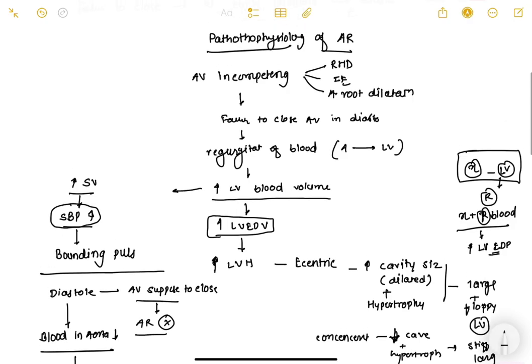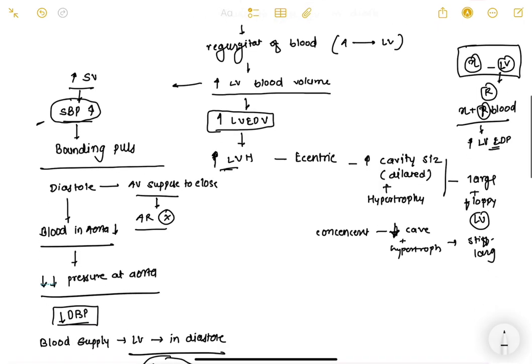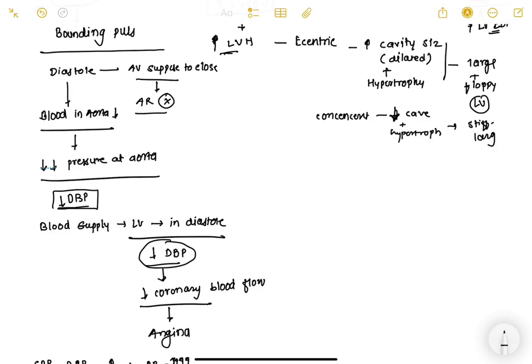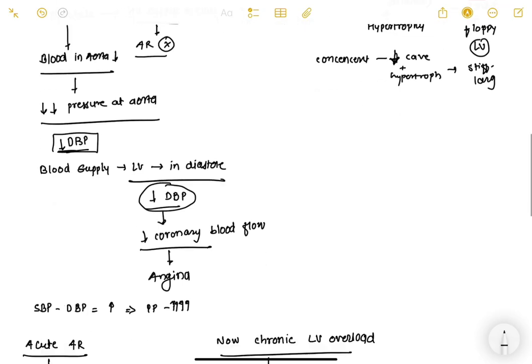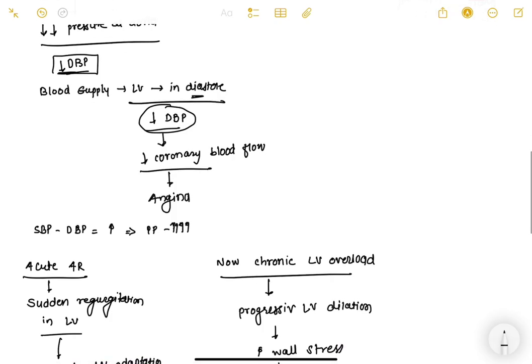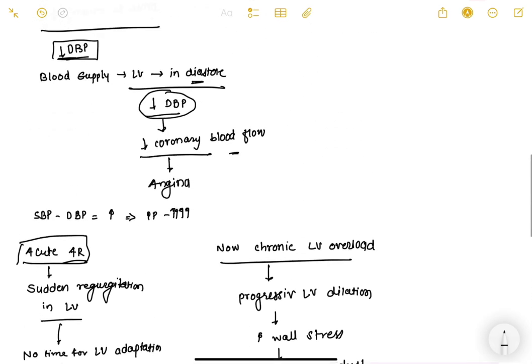The most important thing is there is an increase in left ventricular end diastolic pressure. So this will create the hypertrophy, which is eccentric in nature. Also there will be an increase in systolic blood pressure, and there is a decrease in diastolic blood pressure due to blood regurgitating from aorta to left ventricle in diastole. So there is decreased diastolic blood pressure, which turns into decreased coronary blood flow and angina. So the pathophysiology of acute AR is different and chronic AR is different. So this is the pathophysiology.